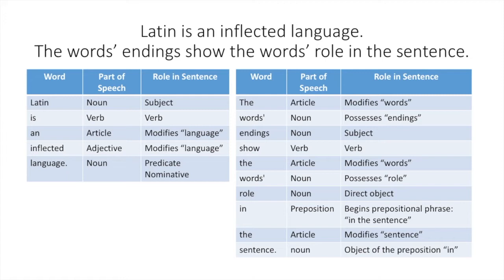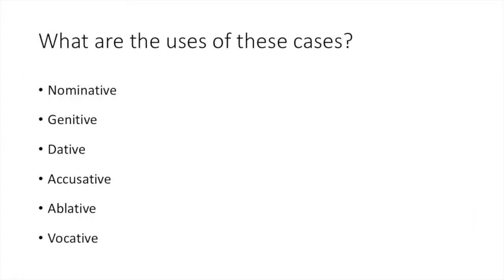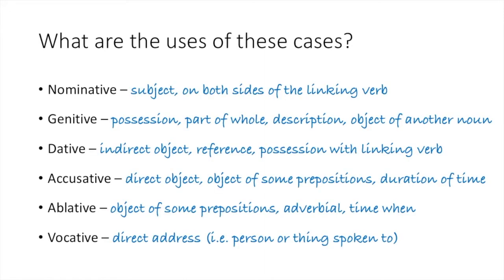To help us understand the endings, Latin has 6 different cases. These are different roles that the nouns can have, or rather the 6 cases communicate the various roles that a noun can have. The 6 cases are nominative, genitive, dative, accusative, ablative, and vocative. The nominative case is the subject, or shows the subject. It's also on both sides of a linking verb, or it can be the predicate nominative.